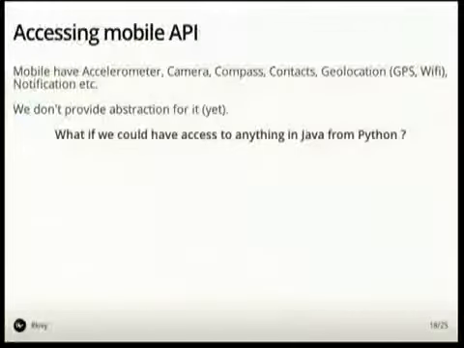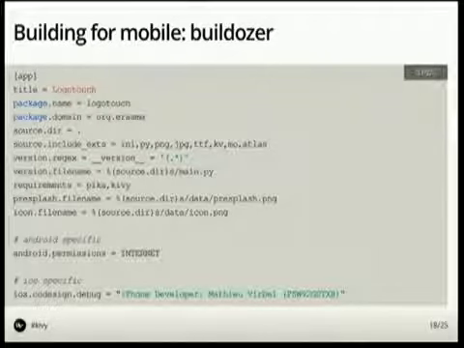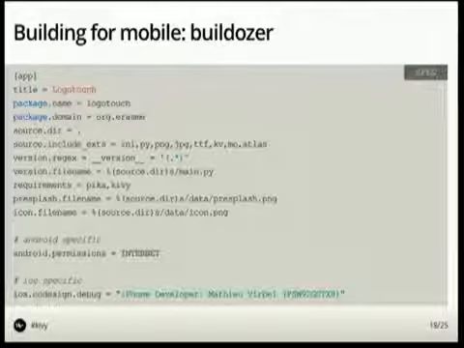Okay? So you have Kivy if you want to build your graphical application. Then we provide toolchains to be able to run Python on mobile. But we are missing one thing: how can I access my GPS, my SMS, my contacts, my accelerometer? We are in Python, but on Android, all the APIs for the mobile are in Java.